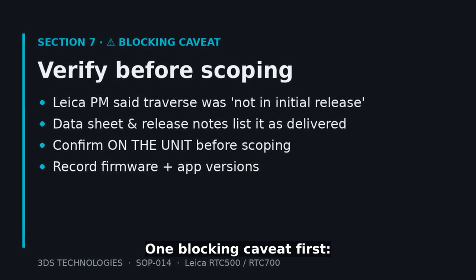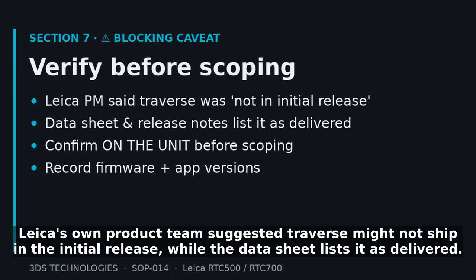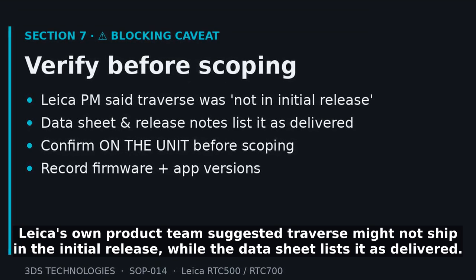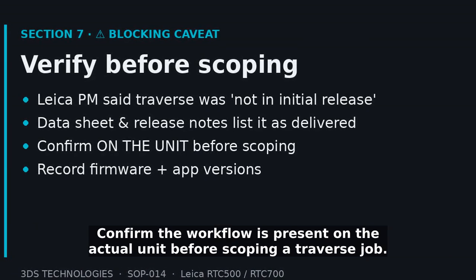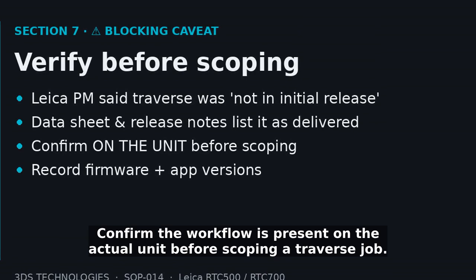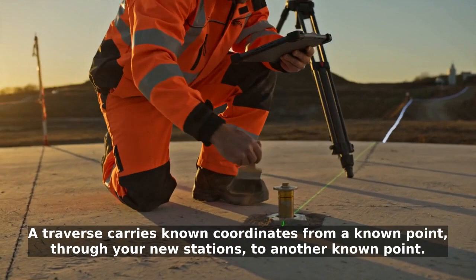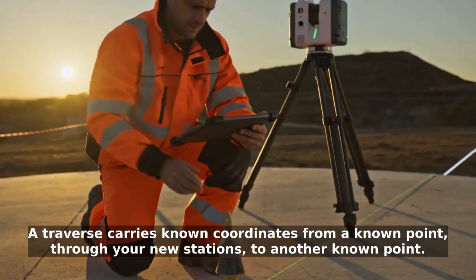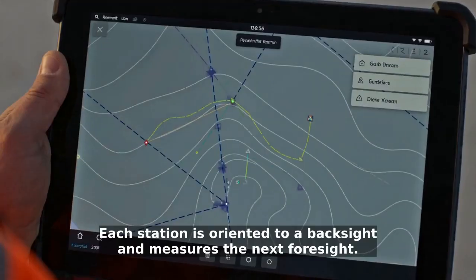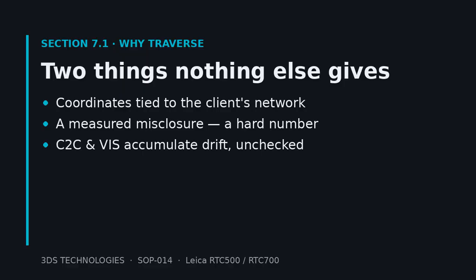One blocking caveat first. Leica's own product team suggested Traverse might not ship in the initial release, while the datasheet lists it as delivered. Confirm the workflow is present on the actual unit before scoping a Traverse job. A Traverse carries known coordinates from a known point through your new stations to another known point. Each station is oriented to a backsite and measures the next foresight.